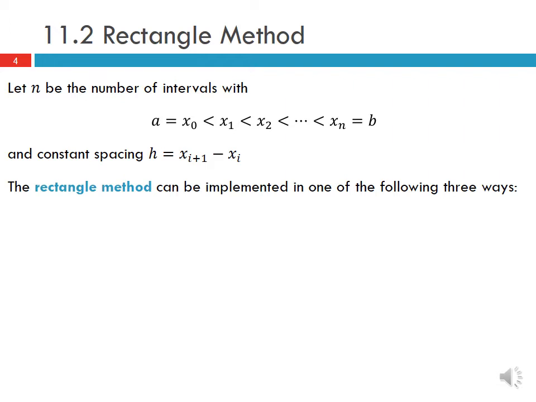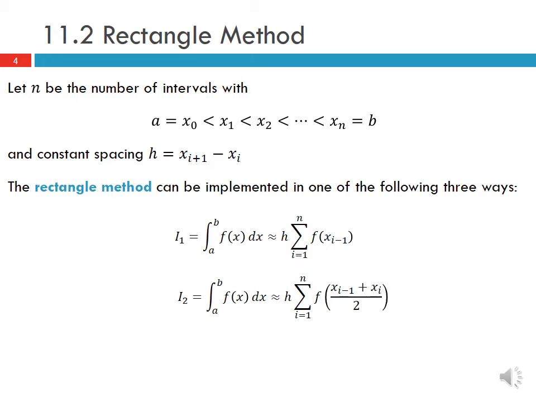The rectangle method can be implemented in one of the following three ways. So I1 approximates the integral from a to b of f of x dx as h times the sum of f of x minus I. The second method uses h times the sum of f of x minus I plus xi over 2, so the midpoint between xi minus 1 and xi. And the third method uses h times the sum of f of xi. And so we'll go through what the difference between each of these are.